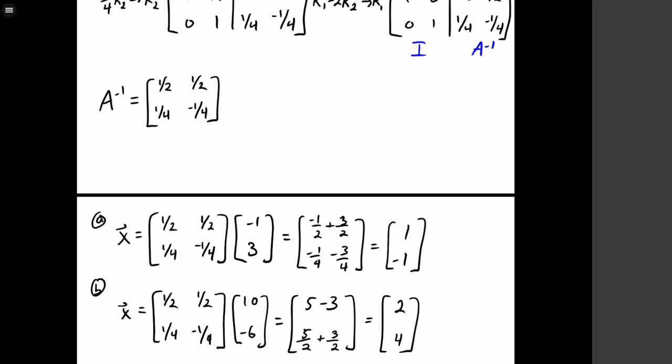All right. So with that, we'll wrap this up here. And we'll see you in the next one. We'll start talking about some elementary matrices.